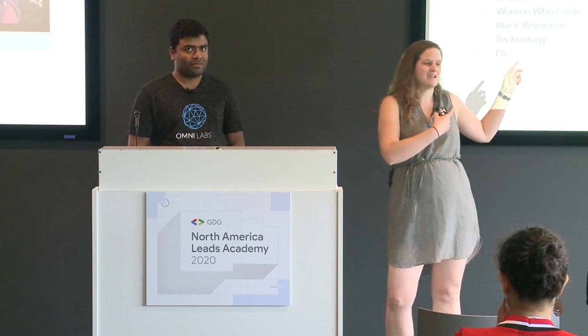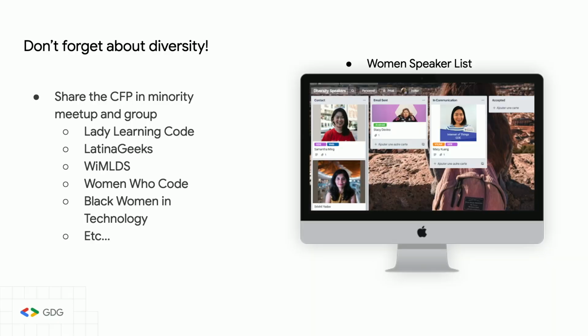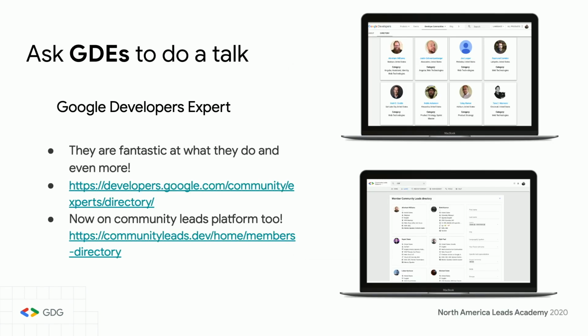Also, don't forget about the list you created and the other list. Just spread it to all the speakers that you know who are in diverse groups, so they know that you're having a new event and you want them to speak. And you can also communicate directly with them to encourage them to apply.